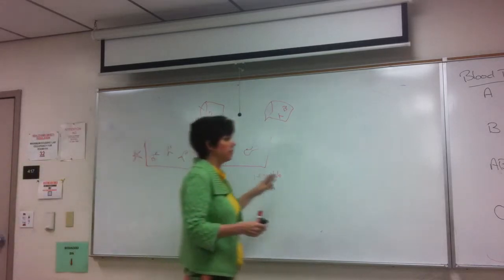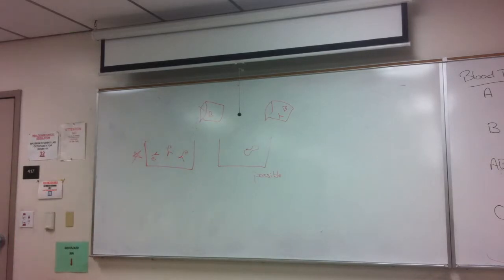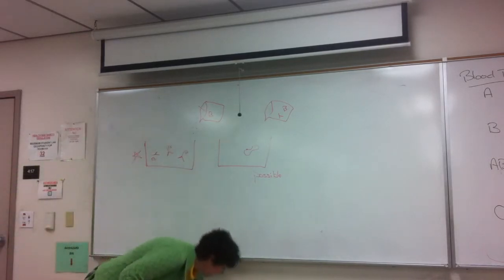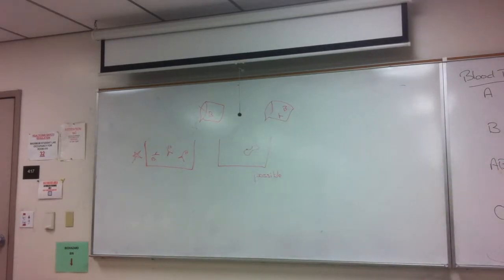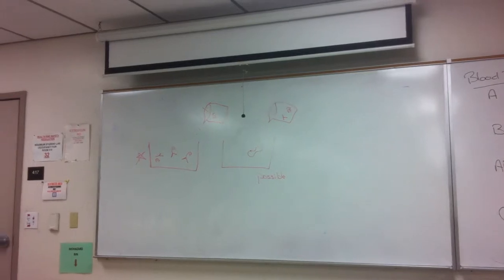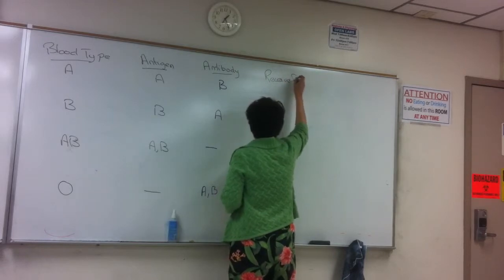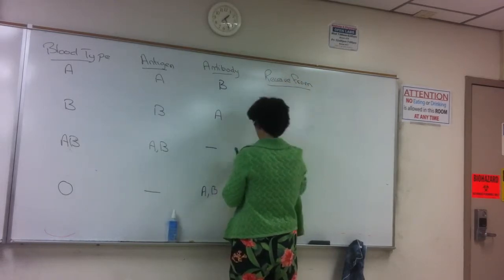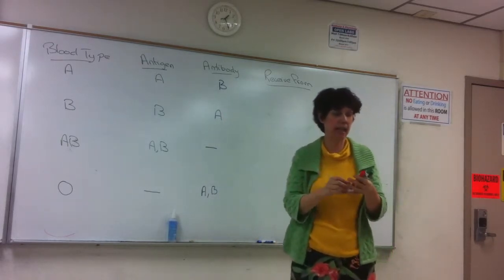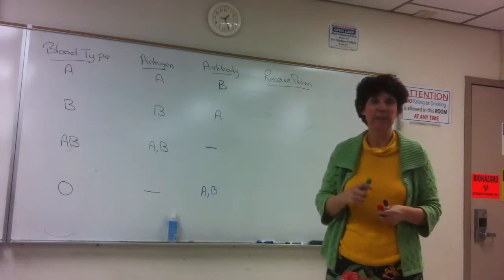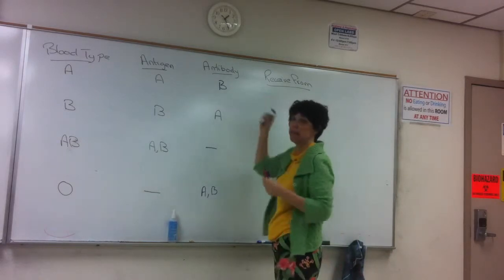So keeping this in mind, that we can never receive blood if we have antibodies against it, I'm switching those columns. Now let's put receive from up here. So if my antibody is B, I cannot get any blood type which contains B antigens. Does that make sense? All right, so I can certainly receive blood from myself.